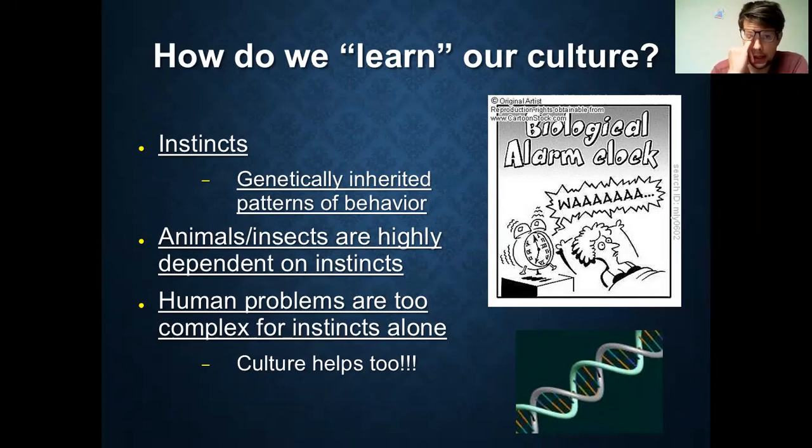Animals and insects are highly dependent on instincts. Dogs know how to interact with each other based off of instincts. Bees know how to follow the directions of other bees in order to find the good flowers based off of genetic code and biology. They weren't taught those skills, they just were born with them. Human problems are too complex for instincts alone, and so humans have evolved and adapted, and they have learned to change the way that they deal with them. Our brains are just very large as well. We have the ability to grow and change, and so we use our brains, we use culture, and we grow and change.